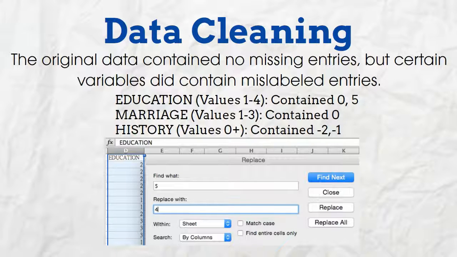What I did is I just replaced the mislabeled entry with the closest value. So if there was a 5 for education, I put a 4. If there was a 0, I put a 1. And the same for the other variables, for marriage and history.